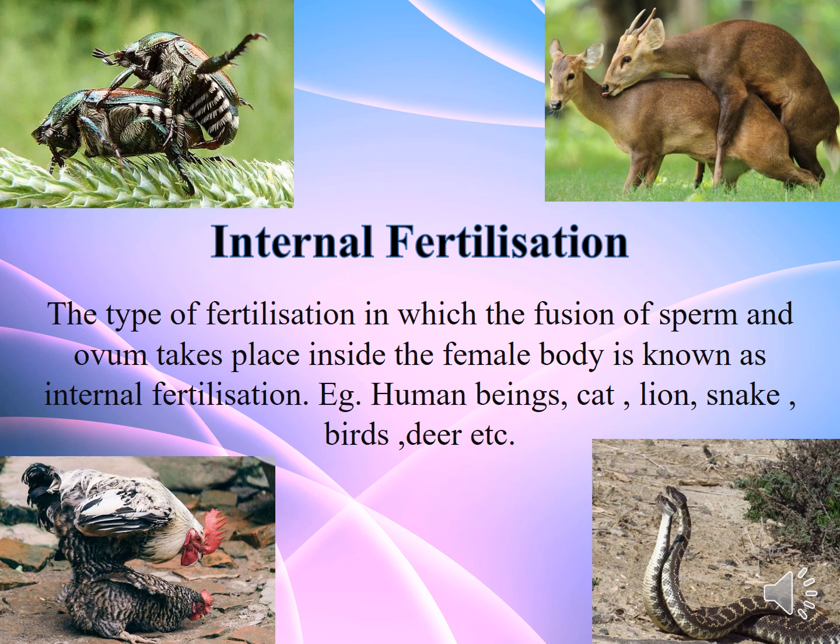There are mainly two types of fertilization. One, internal fertilization. In animals like human beings, cat, lion, snake, birds, deer, etc., the fusion of the sperm and the ovum takes place inside the female body. This type of fertilization is called internal fertilization.